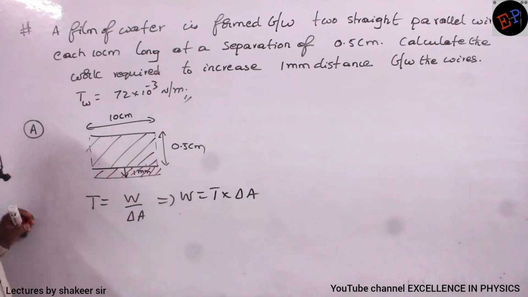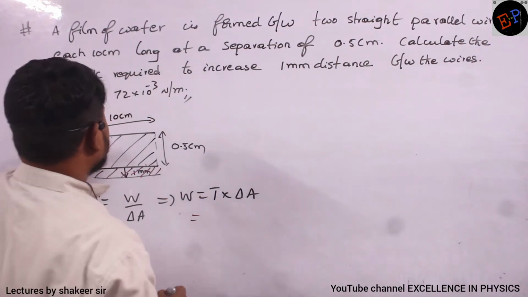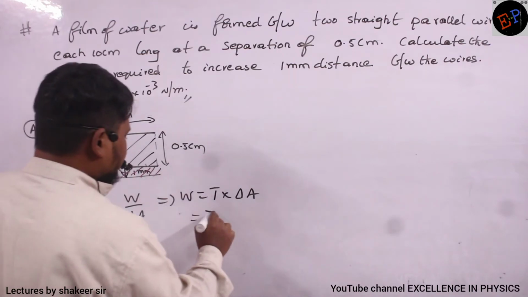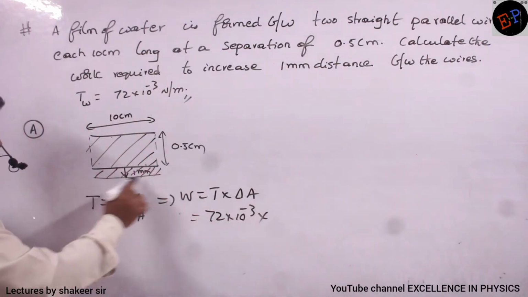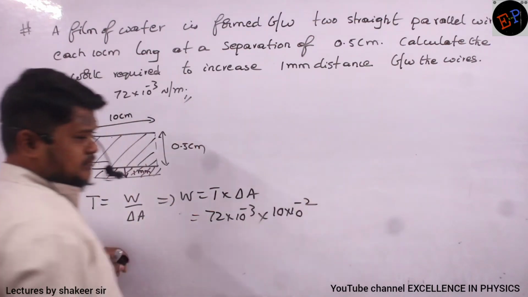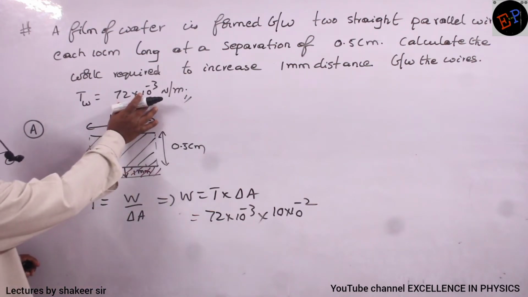Length into breadth, that's all. Clear, no? What is the length of this wire? 10 centimeter. So surface tension is how much? It is 72 multiplied by 10 power minus 3, multiplied by area, 10 centimeter, 10 into 10 power minus 2 meter. Because everything I have to convert into SI system, no? Because surface tension is given in SI system.